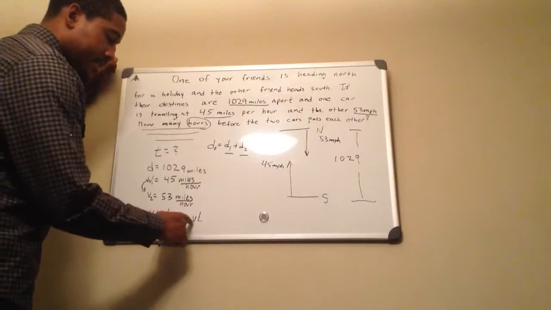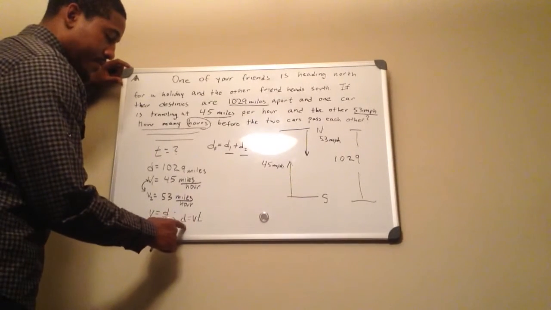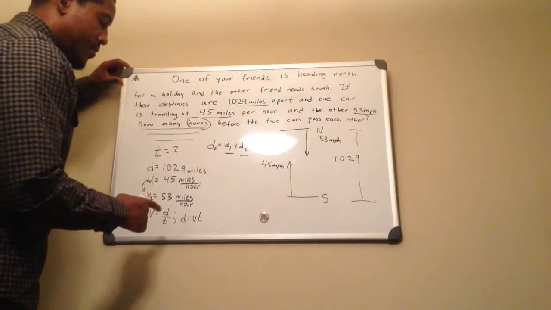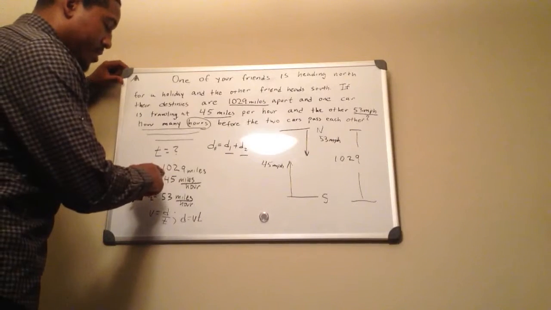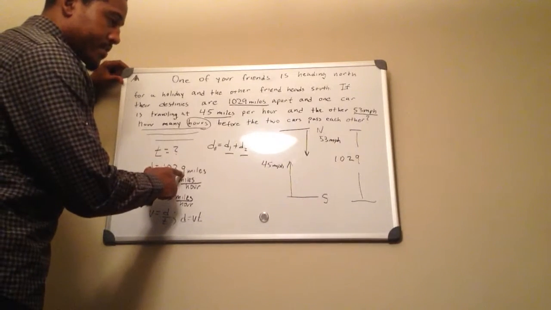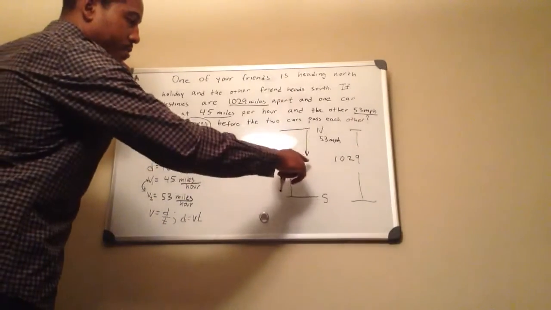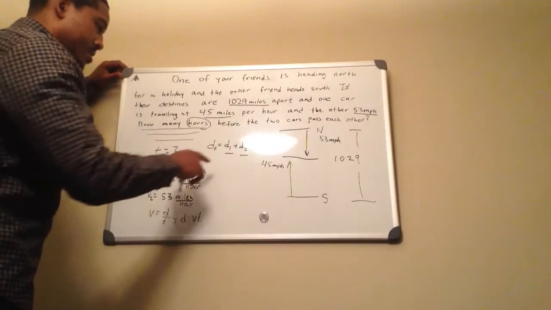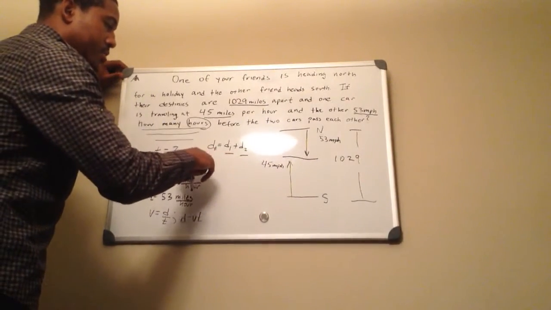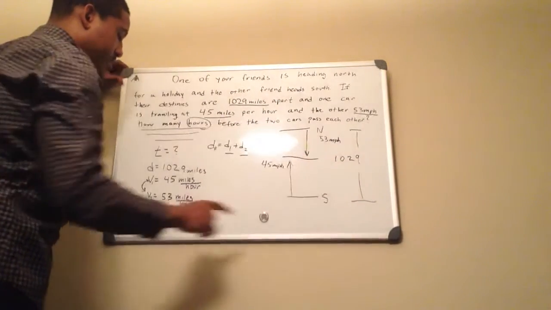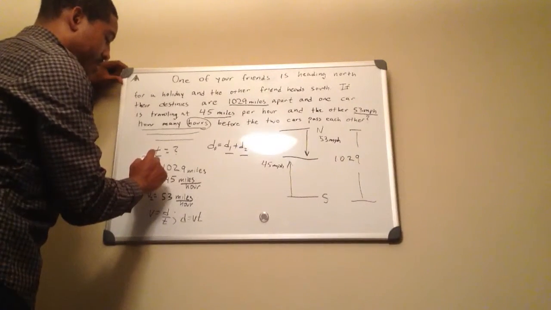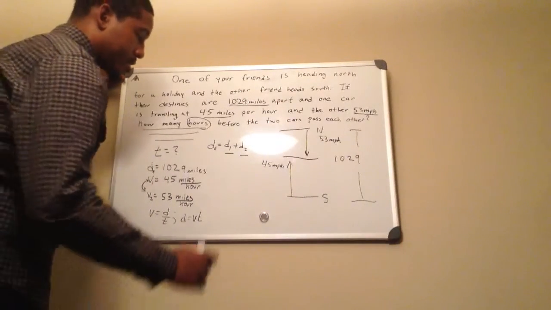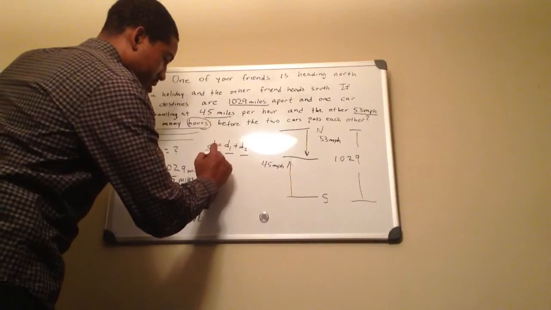Because you are given a velocity and you're solving for a time, and the total amount of distance that they will be traveling will be the 1,029 miles, because it will be the point at which they meet. So their distances equal the total distance, which is 1,029 miles.